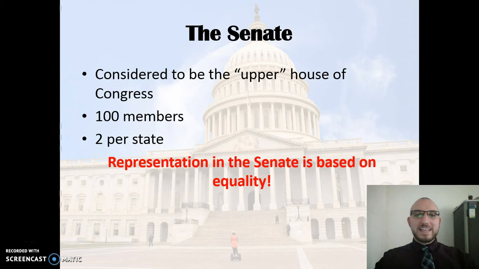So first off, the Senate is considered to be the upper or more prestigious house of Congress. There are 100 members, and the membership is 2 per state, meaning that representation in the Senate is based on equality. Every state has equal representation.